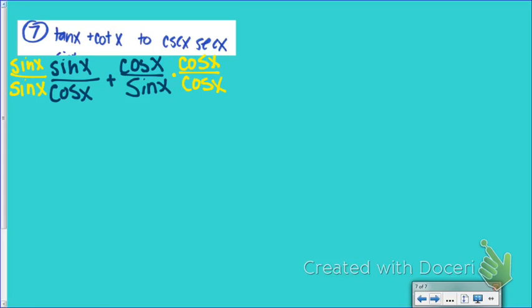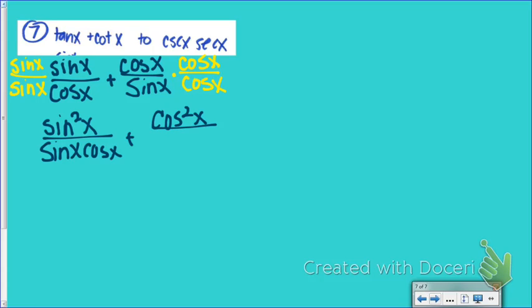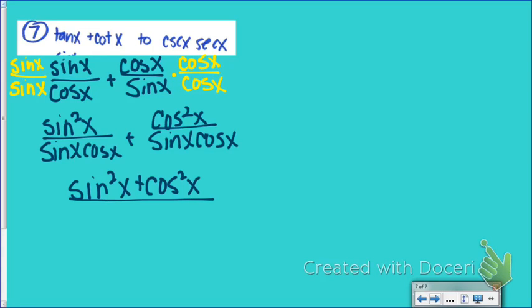So now when I combine these together, my left fraction becomes sine squared over sine cosine, and my right fraction becomes cosine squared over sine cosine. Now that I have a common denominator, I can combine the numerators together and keep the same denominator. So this becomes sine squared plus cosine squared, over that same denominator of sine x cosine x.